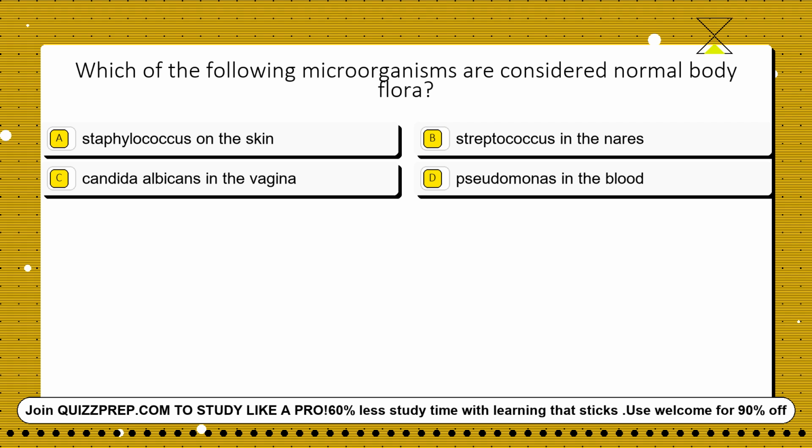Question 72. Which of the following microorganisms are considered normal body flora? Option A, a staphylococcus on the skin. Option B, a streptococcus in the nares. Option C, Candida albicans in the vagina. Option D, Pseudomonas in the blood.